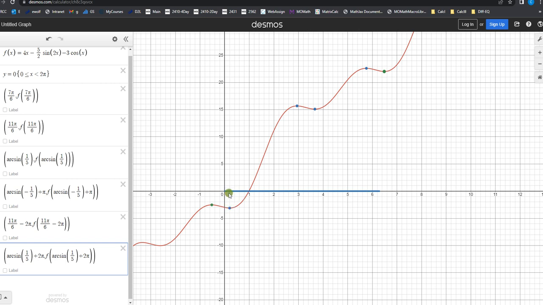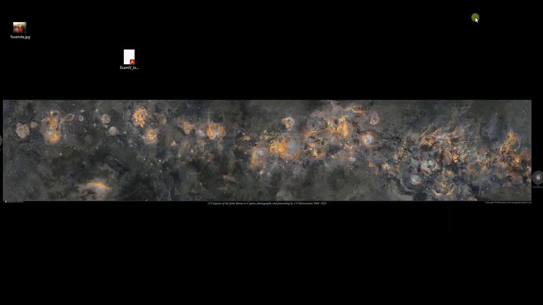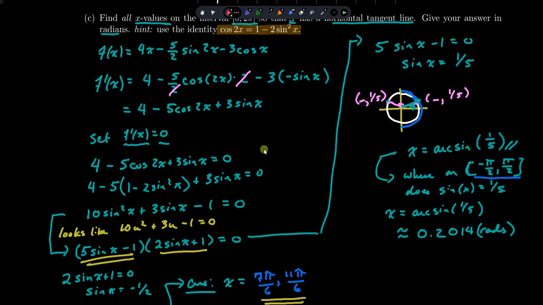We have just found this location right here. This is at that 0.2014. We found this location right here at this x coordinate. If we took this x coordinate and plugged it into our function, we'll have a horizontal tangent line. We still need to find this location right here. We know from the graph that we have one more to find. And that makes sense also from our unit circle analysis, because we said, hey, if we have a sine value of 1/5, there must be 2 points on the unit circle where that occurs, and we found one of them.